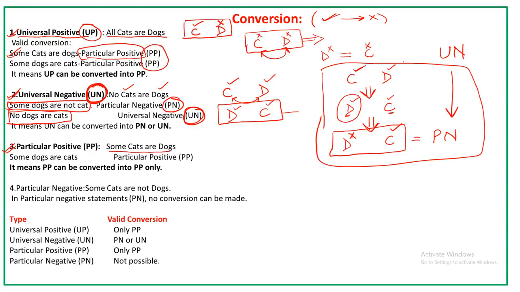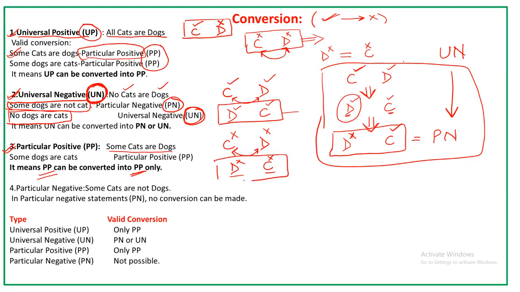Fine. Now let's look at a particular positive statement. The example of this is some cats are dogs. So some cats are dogs. So cross on both of them. There is no tick to convert. All we can do is to change the order. When we change the order, we can say that some dogs are cats. So a particular positive statement can be converted to a particular positive statement only. Fine.